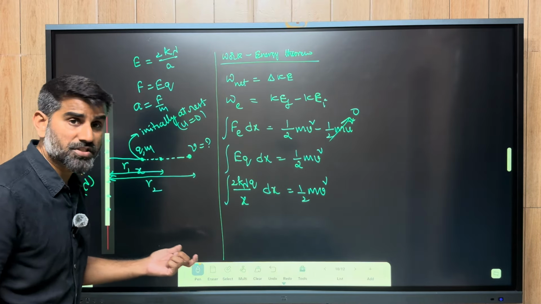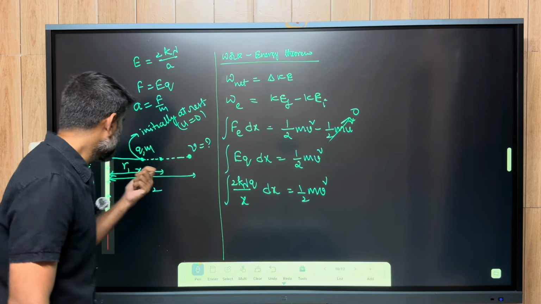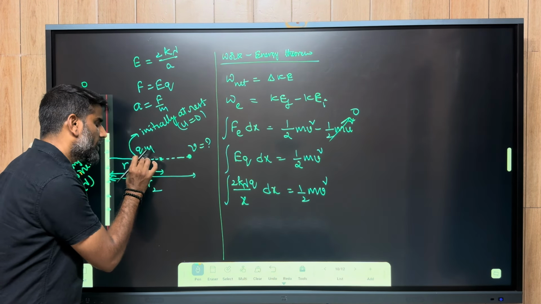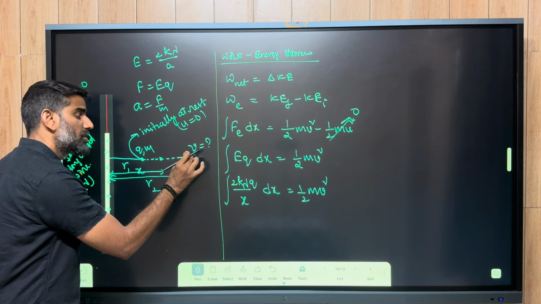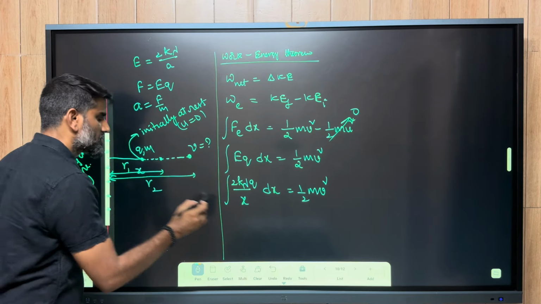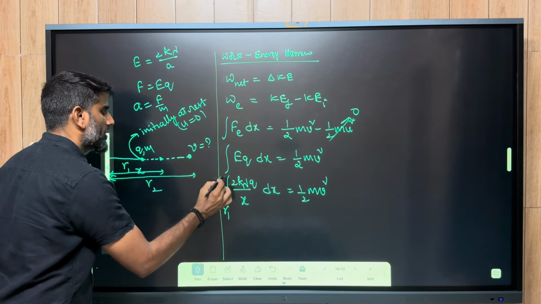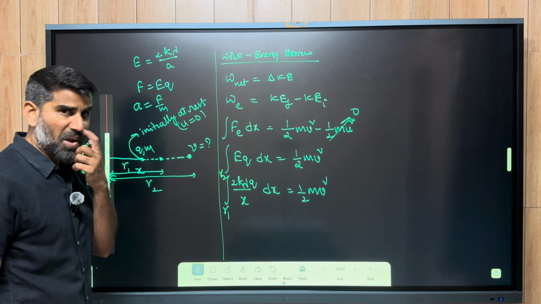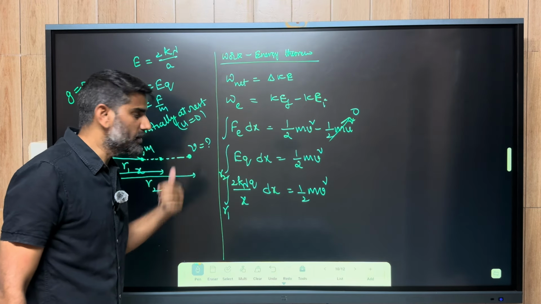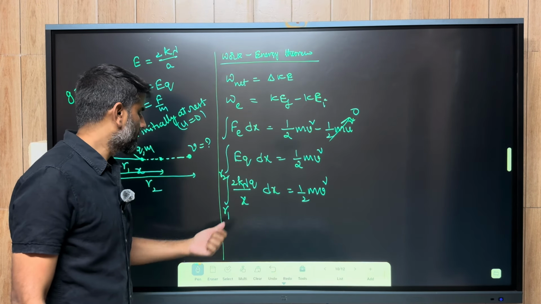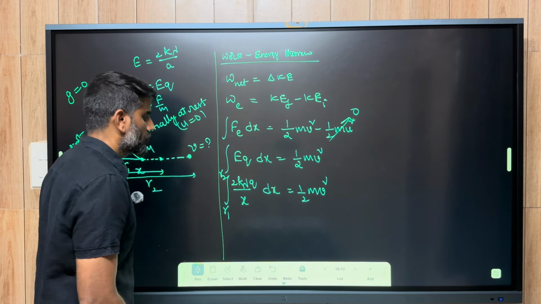Now how does the position change here? The x value is changing, right? The particle is left here and it is moved till here, right? So the initial position is r1 and the final position is r2. It may not be the final position, it may be moving further, but in our case it is the final position. So r1 and r2.